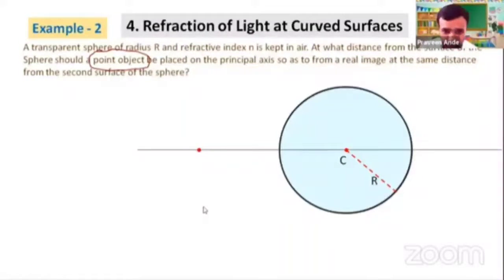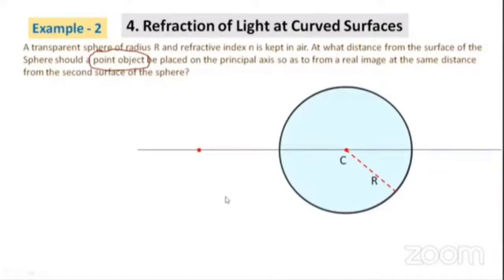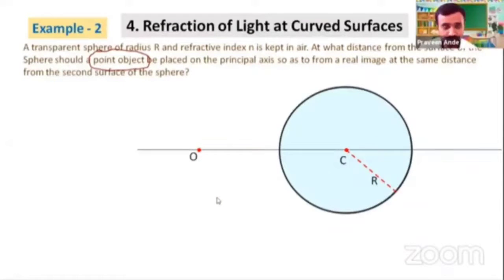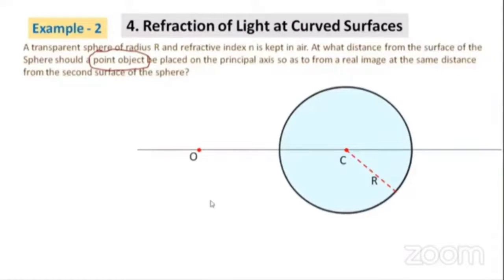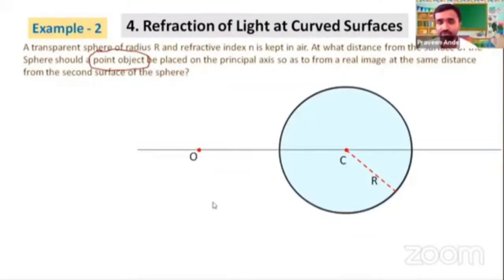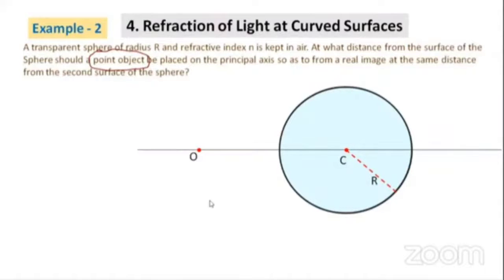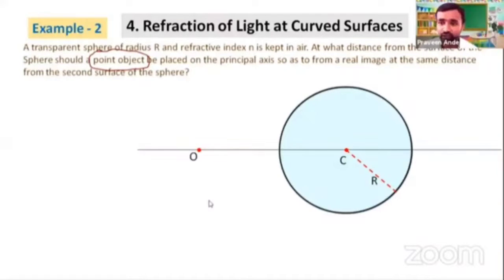Here, the point object I am going to select, I am going to put that object here. Are you able to see? We take that object as O. The point object O is placed above the principal axis at a certain distance from the sphere. Here, to get the real image, at least we require 2 rays. So they should start from the same point of the object. There is no problem because the object size is a point.